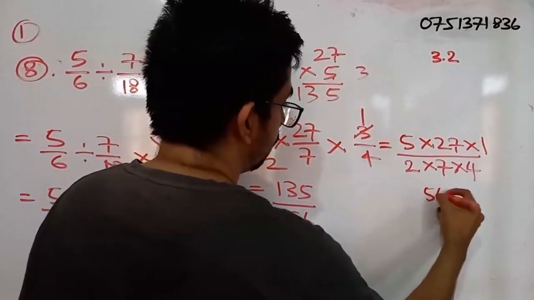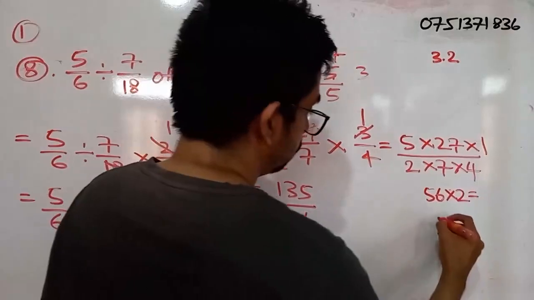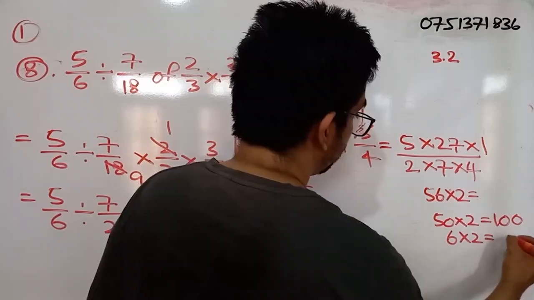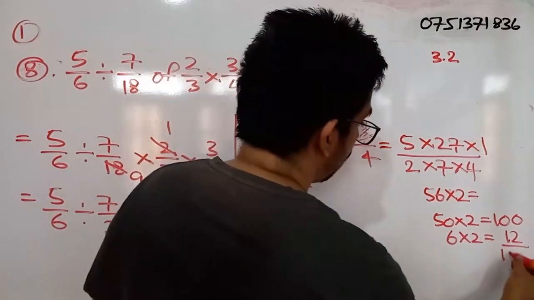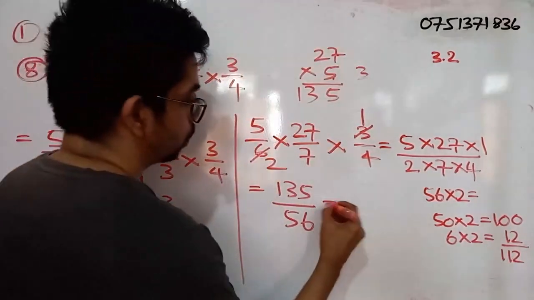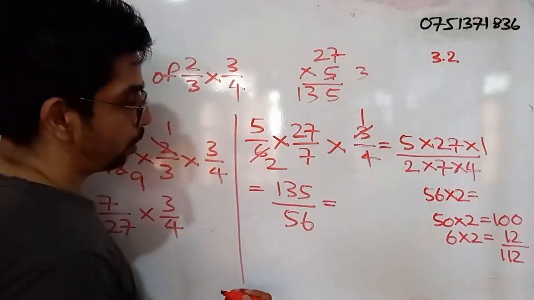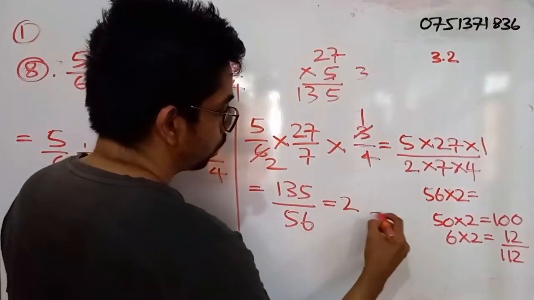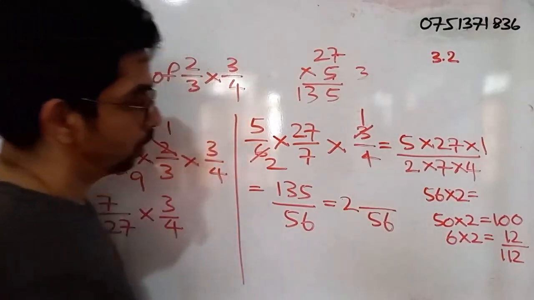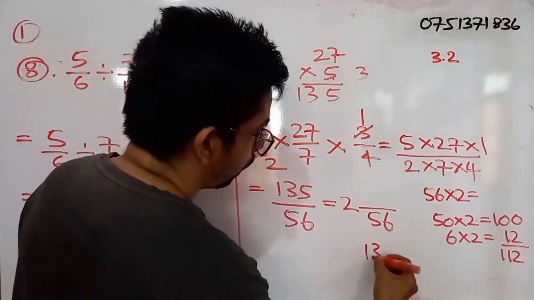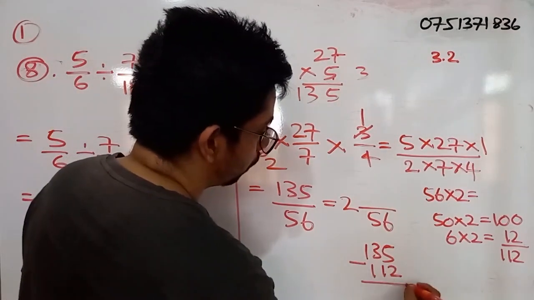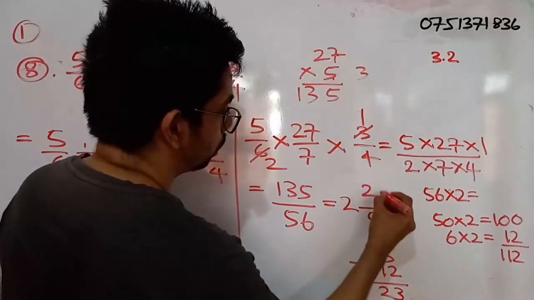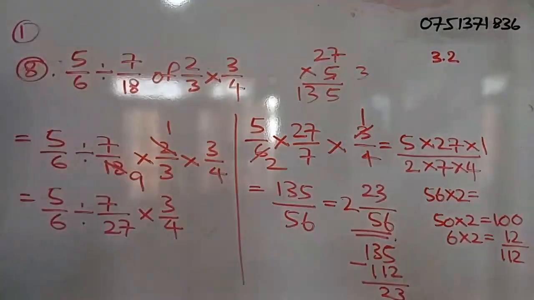Sorry, 56. 56 times 2. 50 times 2, we know that is 100. 6 times 2, we know that is 12. So we get what? 112. So that is possible. So when we convert this improper fraction into a mixed number, what will be the whole number part? That will be 2. So 56 into 2, then what will be the remainder? 135 minus 112. 5 minus 2, we get a 3. 3 minus 1, we get a 2. Okay, so this will be the answer.